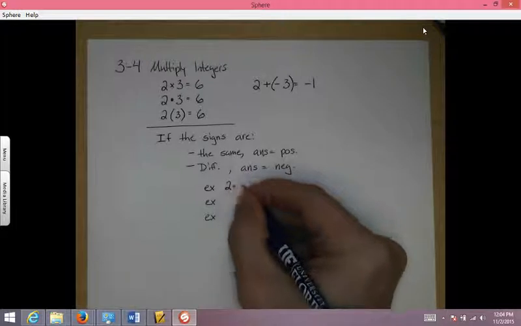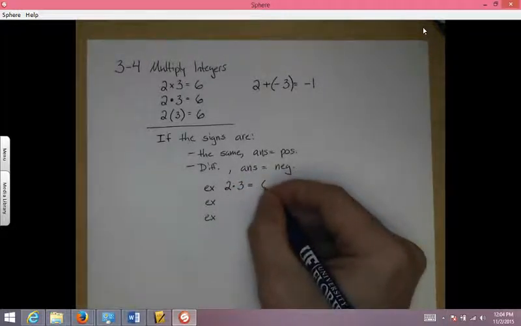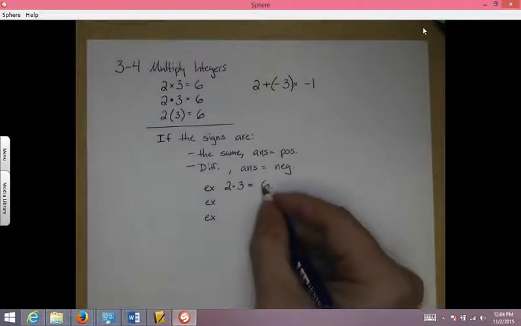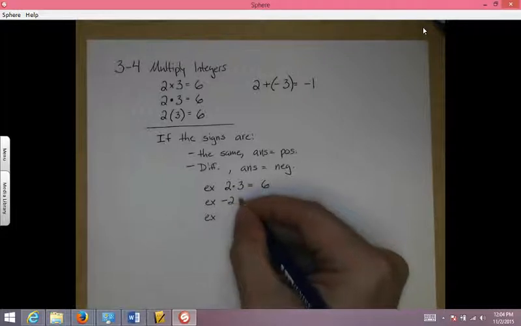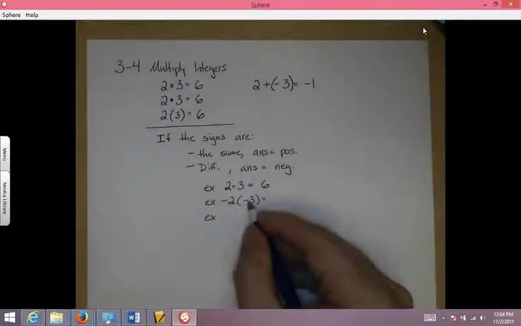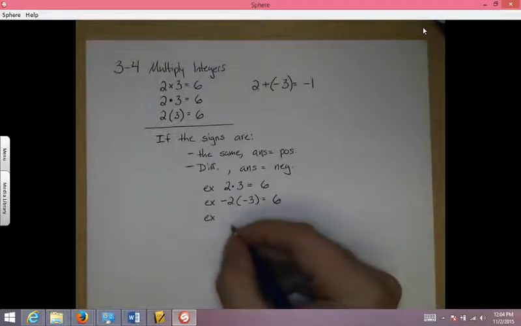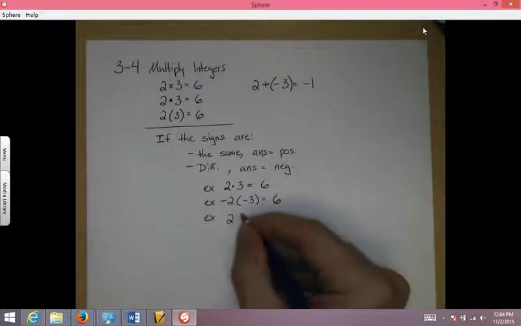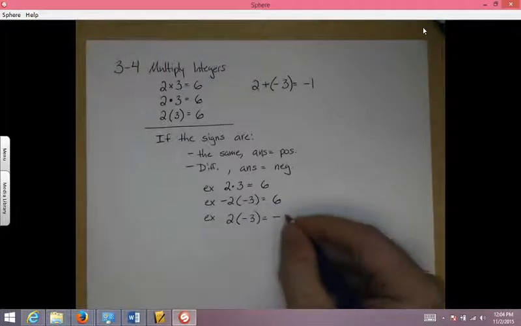Both numbers are positive. Here we have 2 times 3. Both numbers are positive. So the answer is a positive 6. Here we have negative 2 times negative 3. Both of these integers have the same sign, so the answer is going to be positive. And the last example, we have integers with a different sign, and the answer is negative.